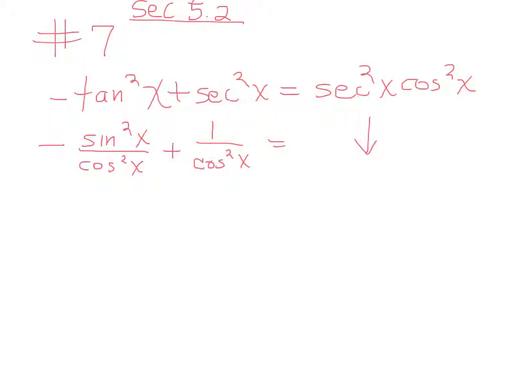Okay. Then we have the same thing, right? So we can just put it together as one fraction. Great. Awesome, Brenda. So this is negative sine square of x plus 1 all over cosine squared of x. What else after that?